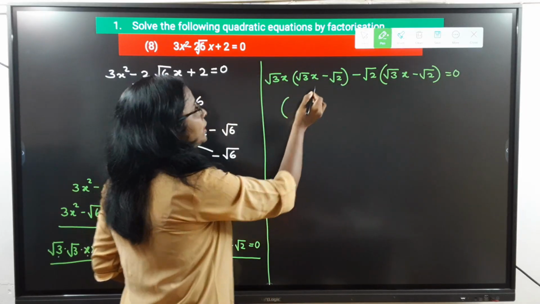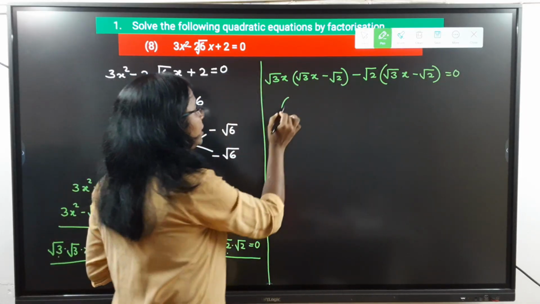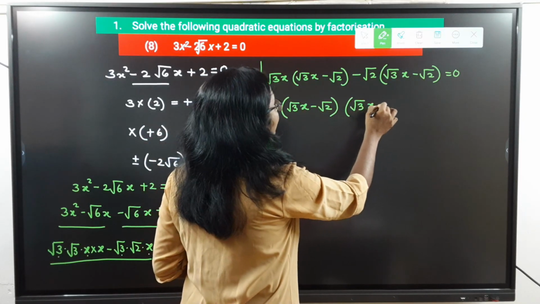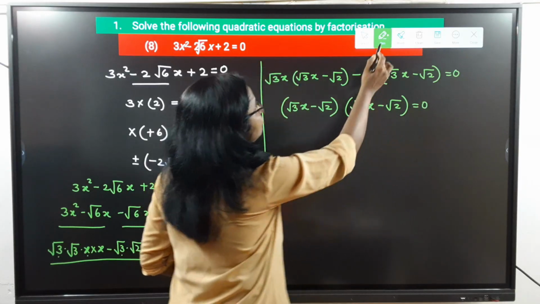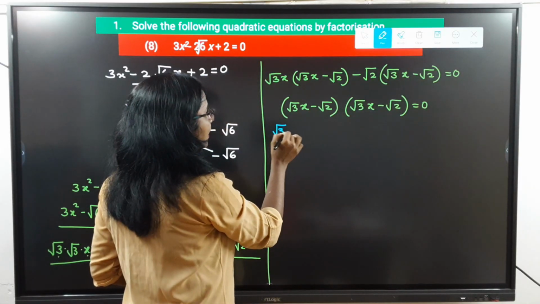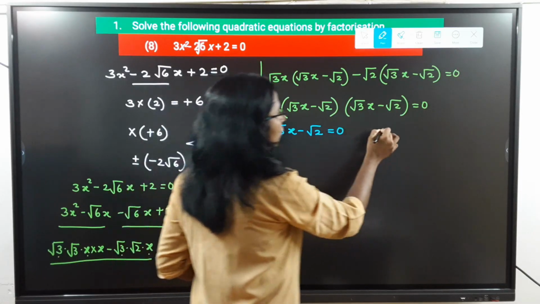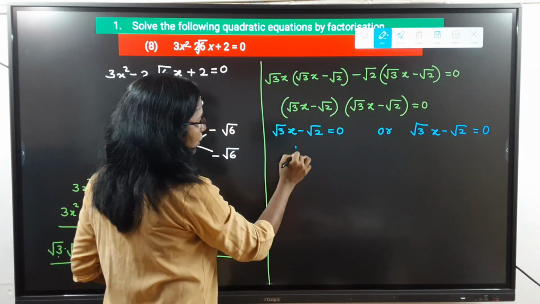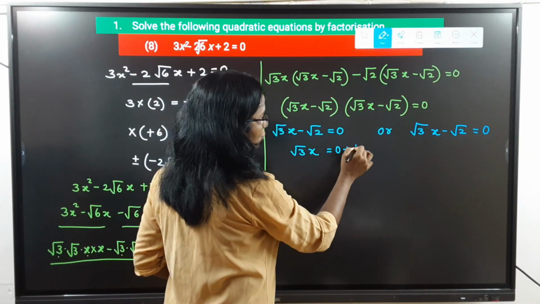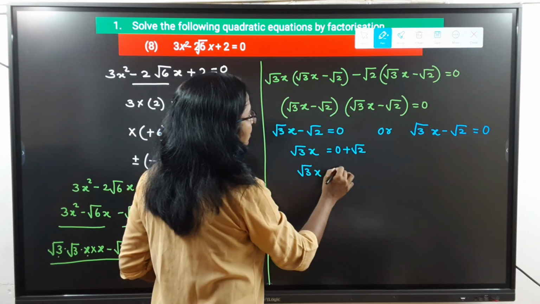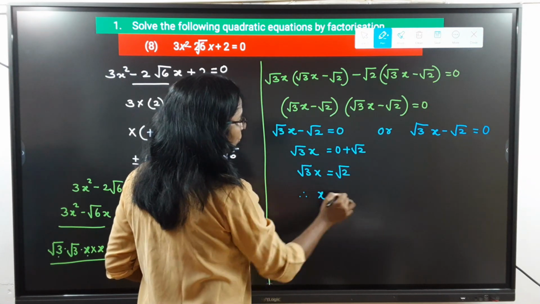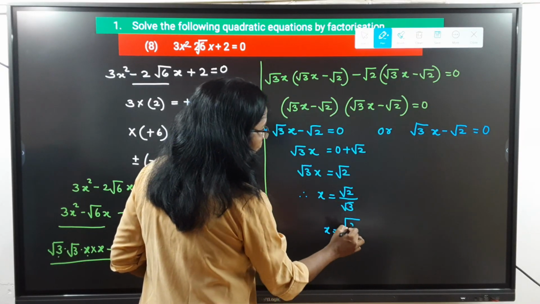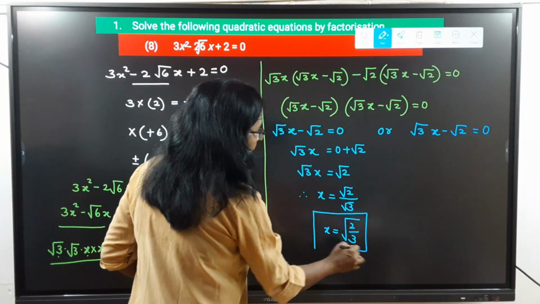So now these both the brackets are equal. So in the first bracket we write down root 3x minus root 2, and in the second bracket we write root 3x minus root 2 is equal to 0. Then further we simplify this, that is first bracket root 3x minus root 2 is equal to 0, or the second bracket root 3x minus root 2 is equal to 0. So here root 3x is equal to 0 plus root 2. So root 3x is equal to root 2. Therefore, x is equal to root 2 upon root 3. So this form we can write down in this form. Okay, x is equal to root 2 upon 3.